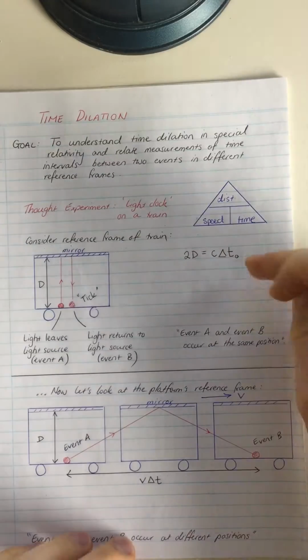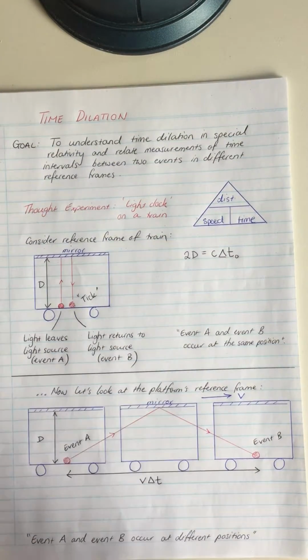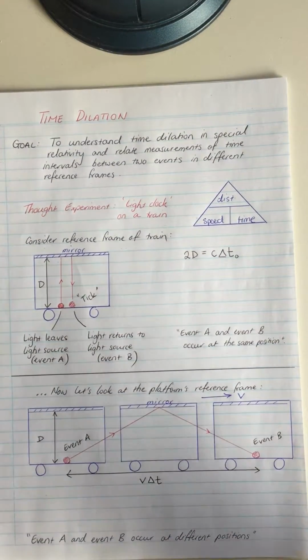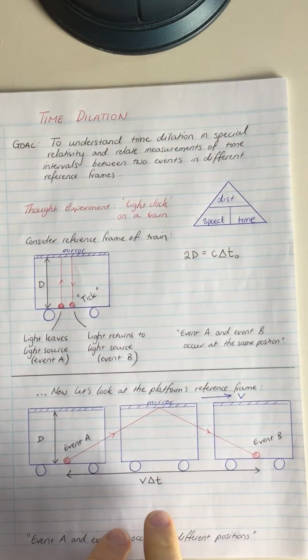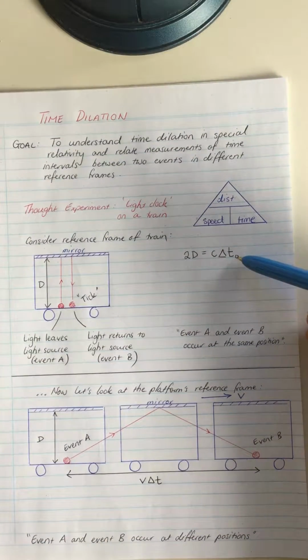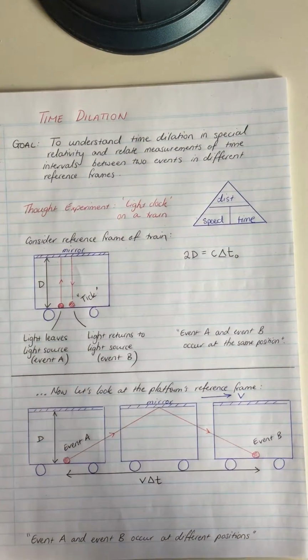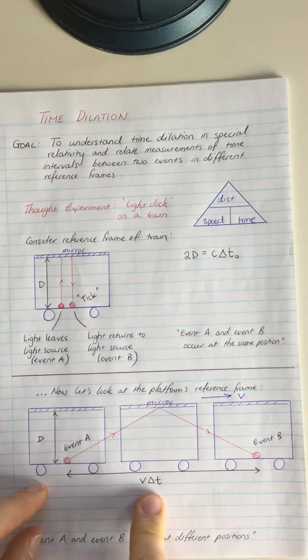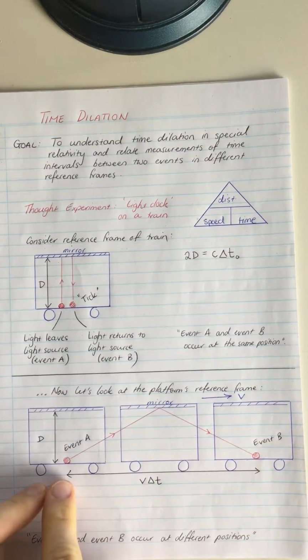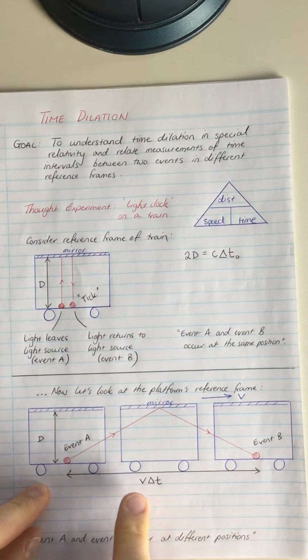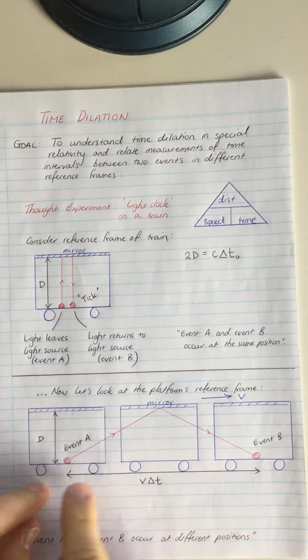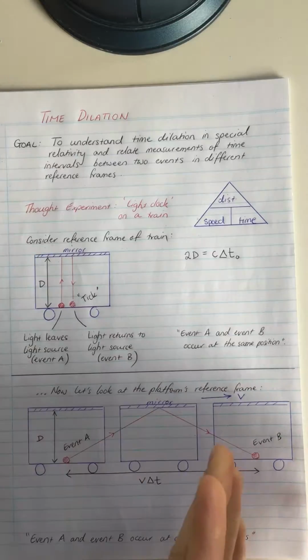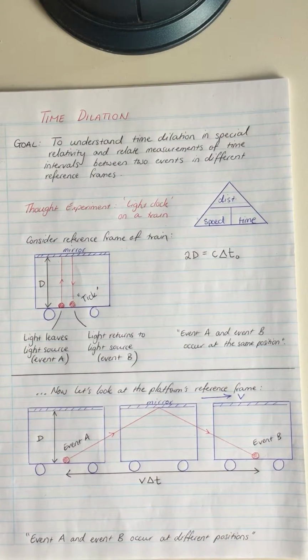I'm not going to use delta T naught because we need to be careful here now, as you're starting to realise that we can't assume that what this person measures to be the change in time is going to be the same as this. So that little naught was to distinguish this measurement from that measurement. But whatever this person measures to be the time interval between event A and event B, we call delta T, and this person measures the velocity of the train to be V. So V times delta T will give us how far the train has moved from here to here, between event A and event B.